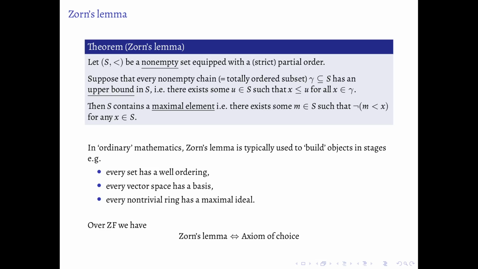And it's well known that over ZF, Zorn's lemma is equivalent to the axiom of choice. So it's a very strong principle, and this is one of the challenges in the paper: interpreting strong principles using equally strong forms of recursion.